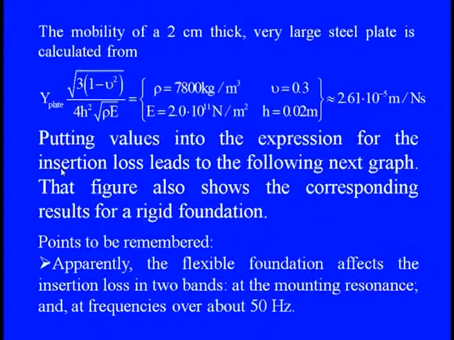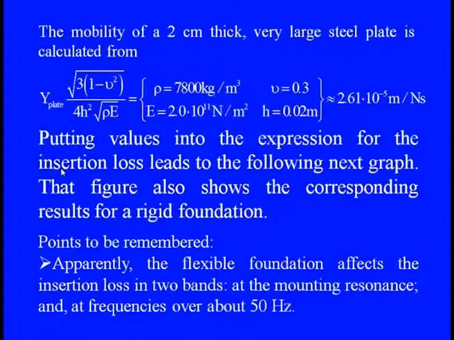Now the second point is the mobility of a 2 centimeter thick, very large steel plate. Certainly you see here we need to go with the Poisson ratio, and we need to check how we can adopt the density, Young's modulus and Y plate as well. So Y plate is equal to square root of 3(1 minus mu square), mu is the Poisson ratio here, divided by 4 h square rho E, where the density rho is 7800 kilogram per meter cube. The Poisson's ratio is 0.3, which is pretty common for all the metals.